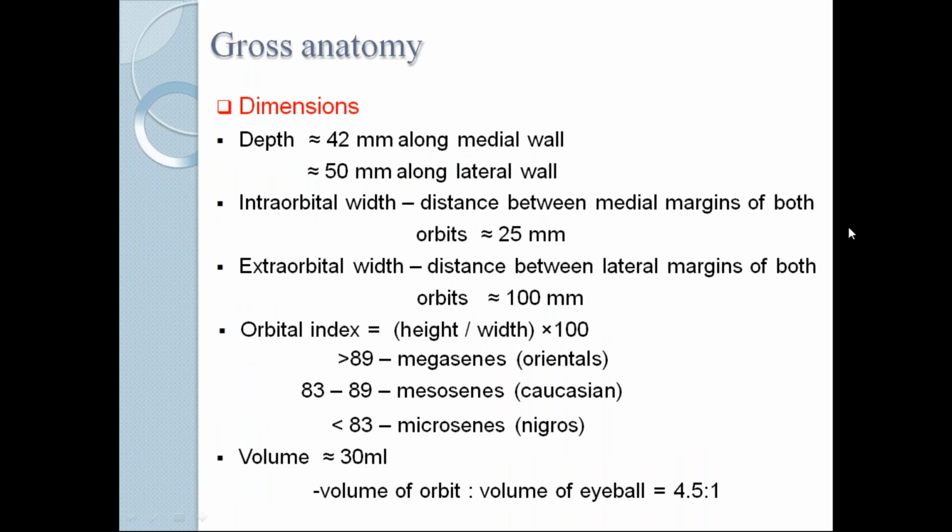Orbital index: what is an index? Height by width into 100. Depending upon the race, in Mongoloids, that is orientals, it will be more than 89, and they have a big orbit. In Caucasians, it will be about 83 to 89. These are called mesoseme, which is normal, usually what Caucasians will have. Negroes will have a smaller orbit, with an orbital index less than 83. These are called microseme.